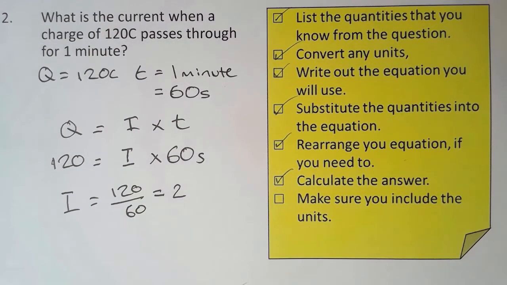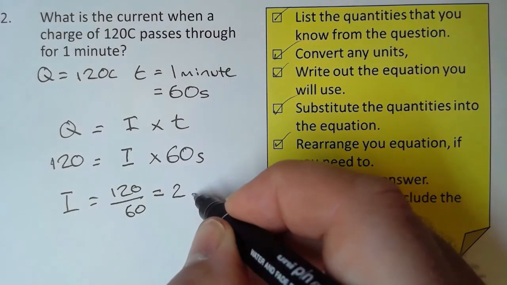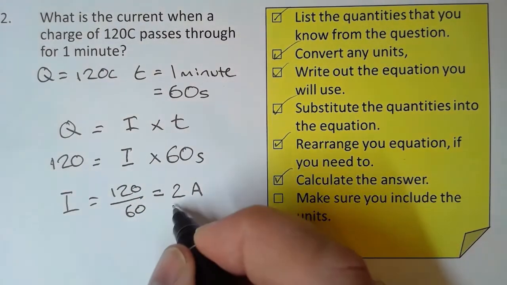The final step is to make sure that you include the units. And the unit for current is the ampere. So there we go, 2 amps. And that is our final answer.